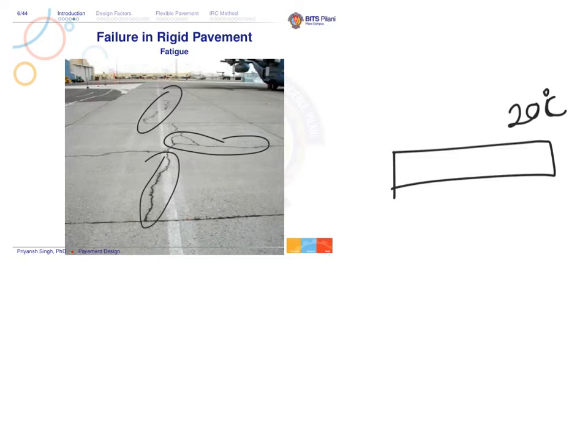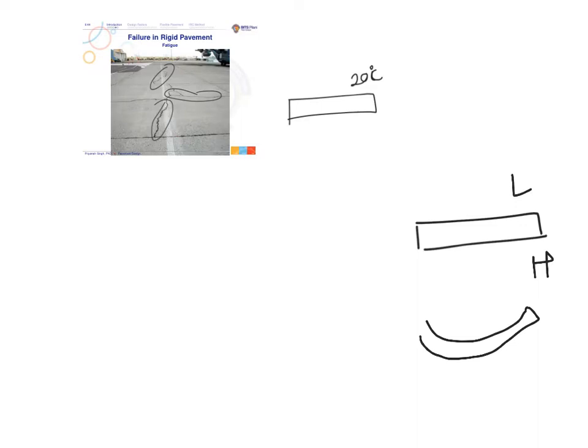So let's consider a scenario at night. What happens at night time? The temperature outside will be lower and inside it will be higher. Now because of this higher temperature on the lower side, the pavement will try to warp like this.